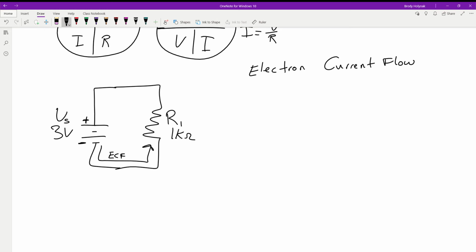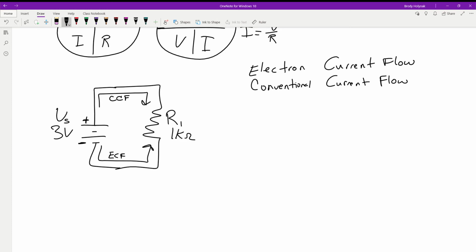Now, the converse to this is conventional current flow. Basically what this is saying is we're going to be following the flow of charge going through this. So in this sense, we're going to go from the positive to the negative. That's just because some people find it easier to go from a positive, from a high point, to a low point. We will bounce back and forth between the 2 of them.